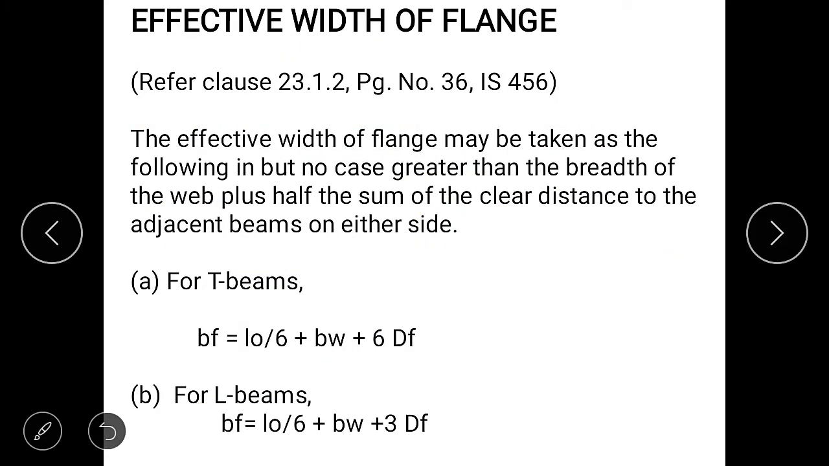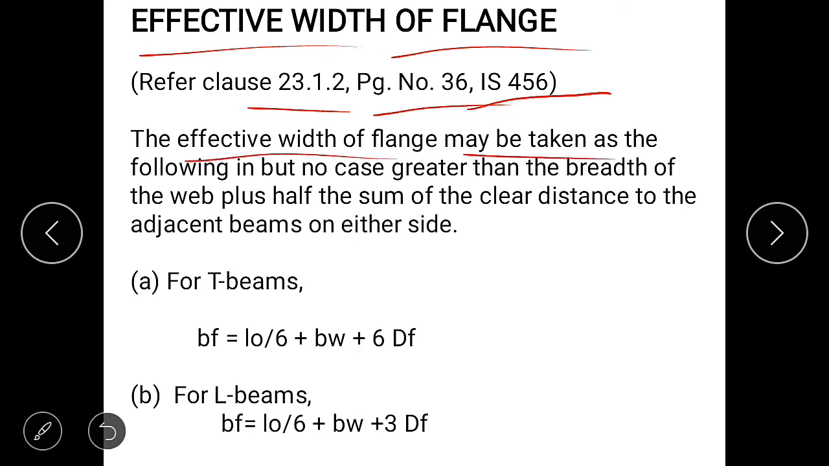Okay. Now we are going to study the effective width of flange. So refer to IS 456:2000, page number 36, clause number 23.1.2. Effective width of flange means BF. The effective width of flange may be taken as the following, but in no case greater than the breadth of the web plus half the sum of the clear distances to the adjacent beams on either side.